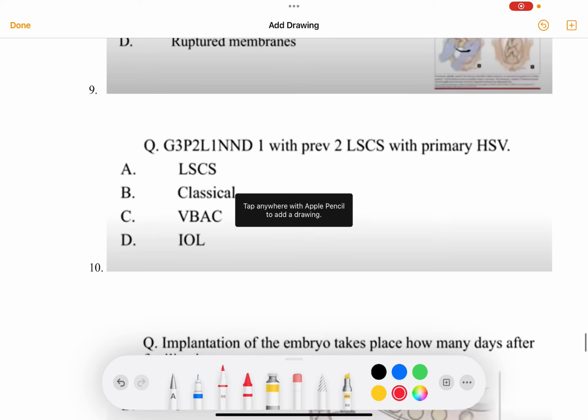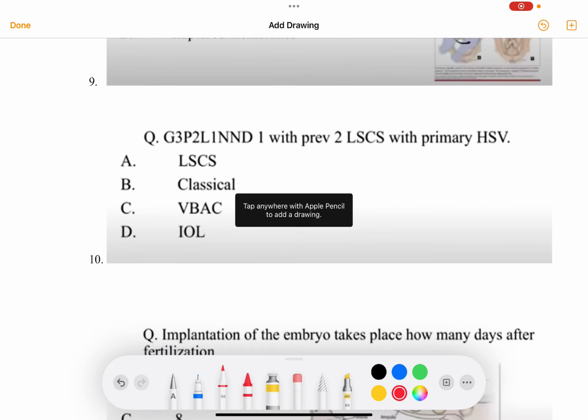Coming to question number 10, Gravida 3, Para 2, Live 1 and 1 neonatal death. NND is neonatal death, with previous 2 LSCS and primary HSV, that is herpes simplex virus. The mode of delivery will be cesarean section.